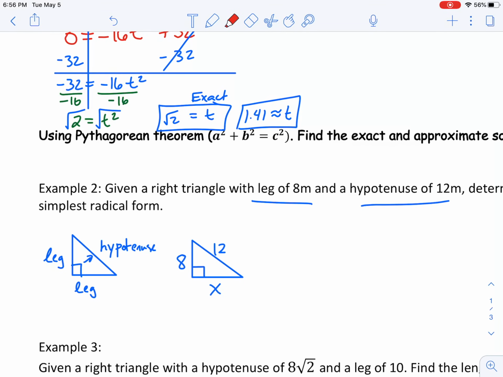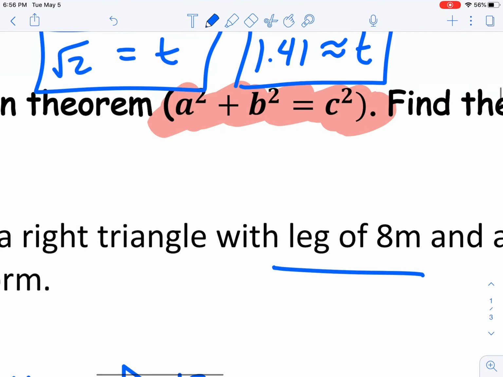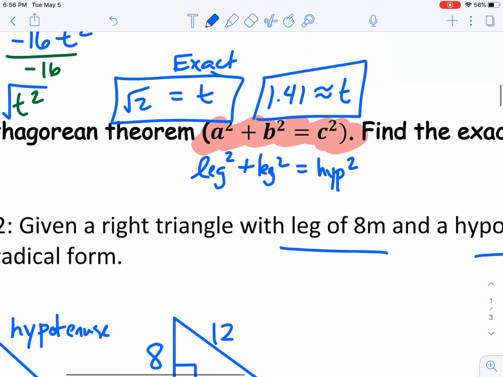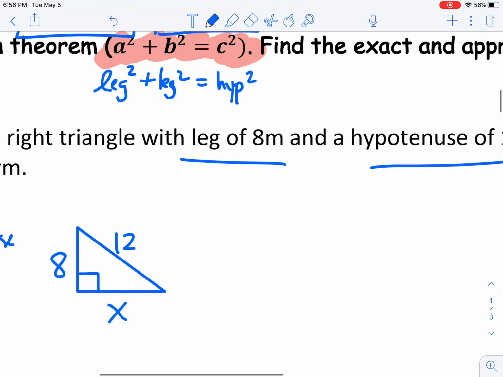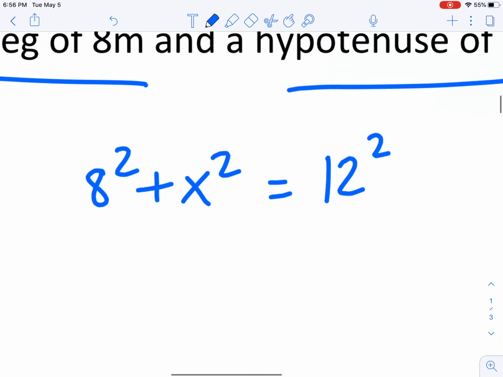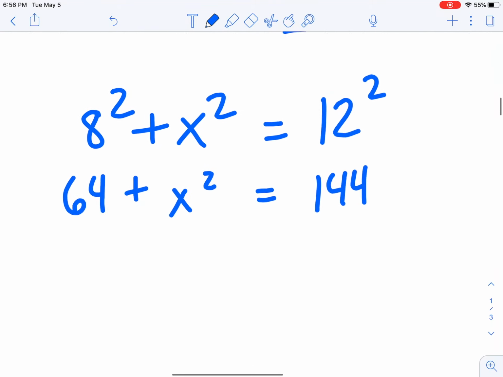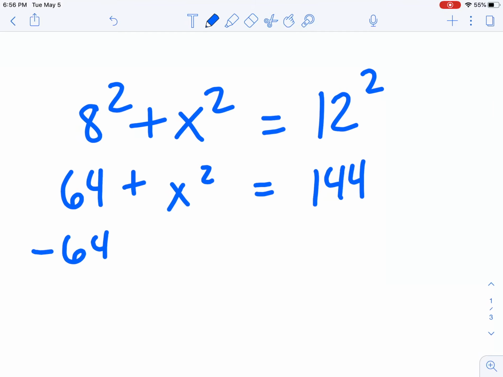Well, thankfully, a guy named Pythagoras came up with this theorem that we can use for right triangles that says that one leg squared plus the other leg squared equals the hypotenuse squared. So a squared plus b squared equals c squared. Hopefully you recall that. So let's go ahead and use that information. The first leg was 8, square it. Second leg we didn't know, so we're going to use x, but we're still going to square it. And then you have the hypotenuse, which is 12, squared. Okay, so if we solve for x, we have 64 plus x squared equals 144. Now we're going to subtract 64 from both sides.